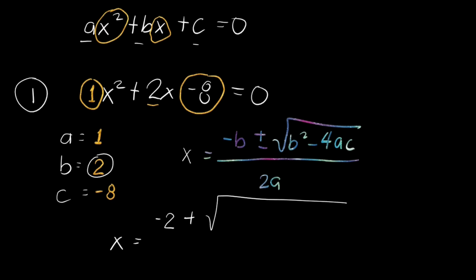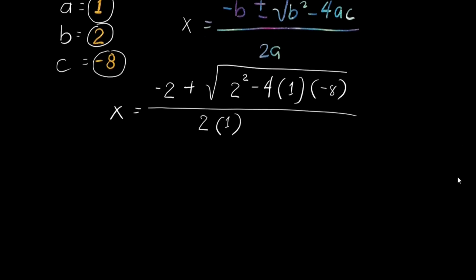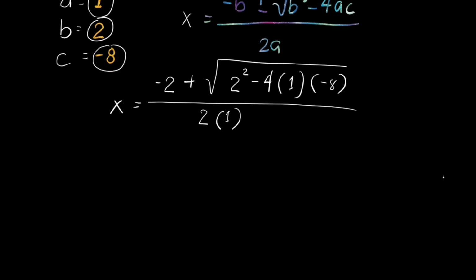Sino ba si b mo? Si 2 ulit. So, 2, tapos isa-square mo siya. Minus 4, then, anong value ni a mo? 1. Anong value ni c mo ay negative 8. So, negative 8. Okay? Kailangan nasa loob sila lahat ng radical sign. All over 2 times a, which is 1. Okay? Ngayon, kung wala kang calculator, edi isusolve mo talaga to ng matindihan. Pero kung may calcu ka naman, mas maganda. Okay? Pero try natin na walang calcu.